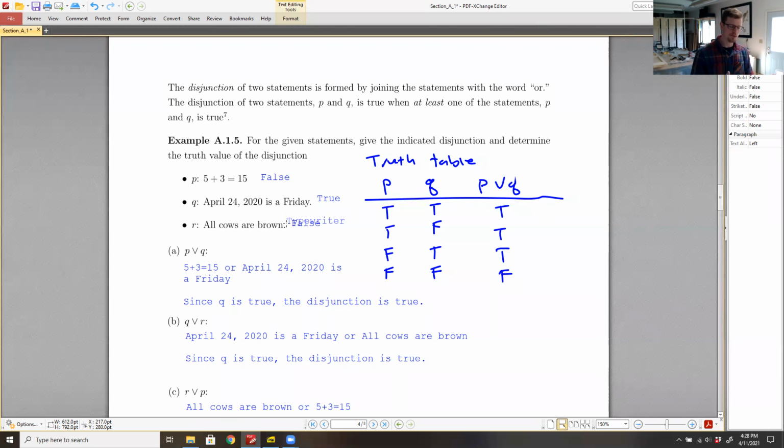So make sure that you are aware that the inclusive or is true when both of these statements are true. So when both P and Q are true, the disjunction is also true. Okay, just one small detail that is possibly easily overlooked.